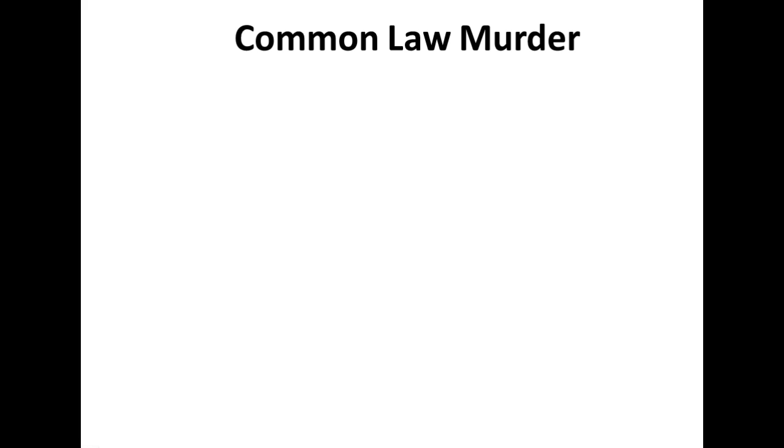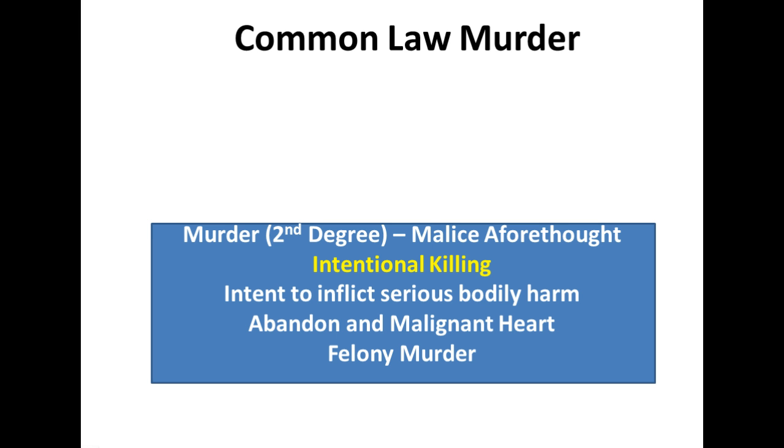Okay, so common law murder. Let's take a look at how this works and how to go about thinking about it. So we know that common law murder is the killing of another with malice aforethought. And if you remember, malice aforethought is 4 different states of mind: intentional killing, intent to inflict serious bodily harm, abandoned and malignant heart, and felony murder. In most common law jurisdictions, basic common law murder is second-degree murder. At common law, there were no variations. You didn't need degrees because all murder was punished by death.